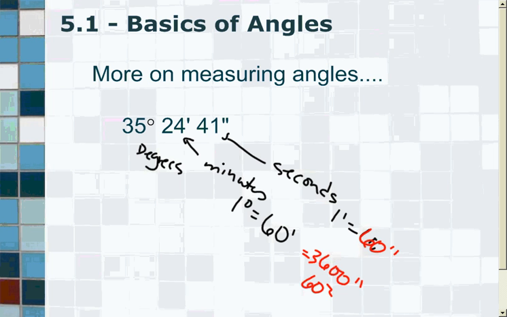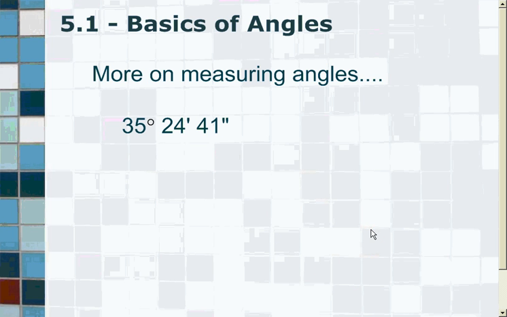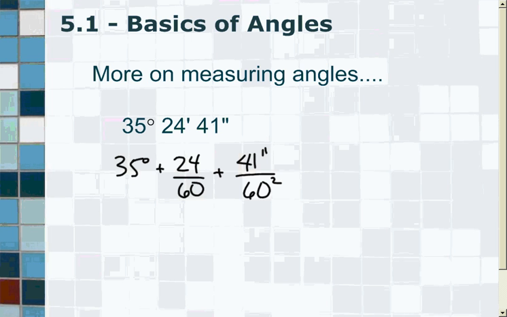So now when it comes time to converting this, now we'll erase it. You have 35 degrees plus. Now think about this. This 24 minutes is being broken up into 60 seconds, and this 41 seconds is being broken up into 60 minutes, which is then being broken up into 60 degrees, and then that's converted into degrees. So you can go 60 squared. You just type that into your calculator. I'll show you the other way on the calculator too. It's just easier to see it.